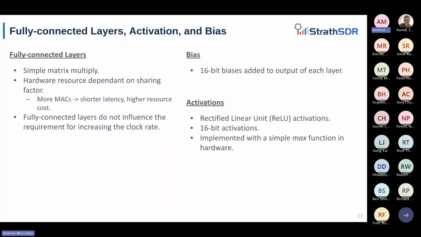And then we have a bias that is saved to 16 bits, and that's just simply added. And to implement our ReLU activation, we'll just implement a simple max function. So anything below 0 is set to 0.